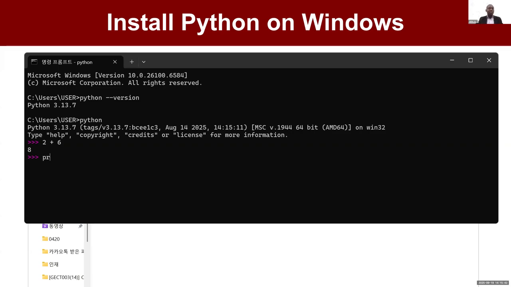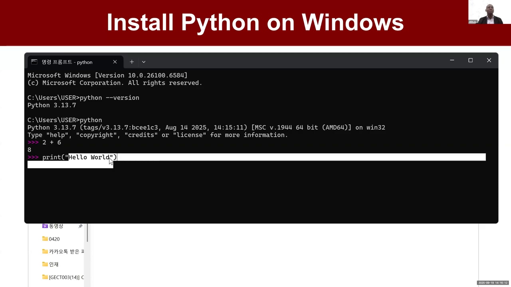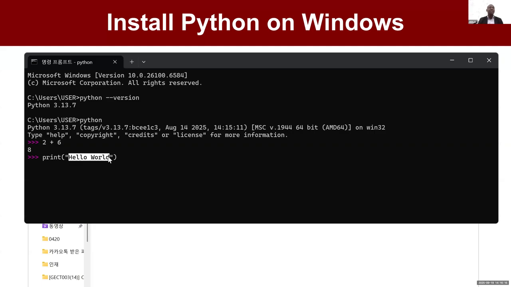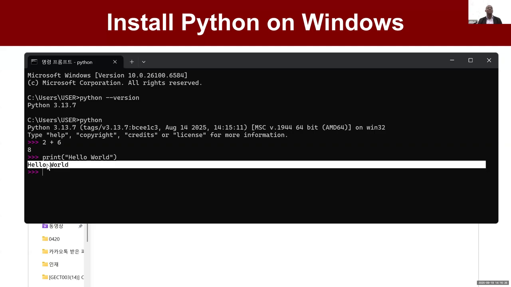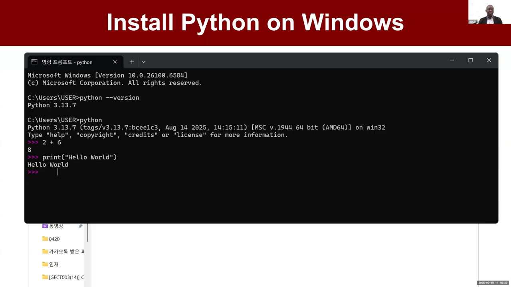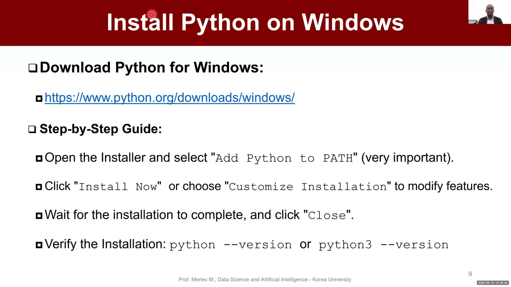I can also ask Python to print a message, hello world. The Python interpreter will try to interpret this instruction. It will find print as a built-in function, an instruction that receives a message, which is hello world, given in brackets and quotes, and it will print that to the input output interface, which is my screen. When I hit enter, you will see the interpreter gives me this message. That means my installation is working properly.